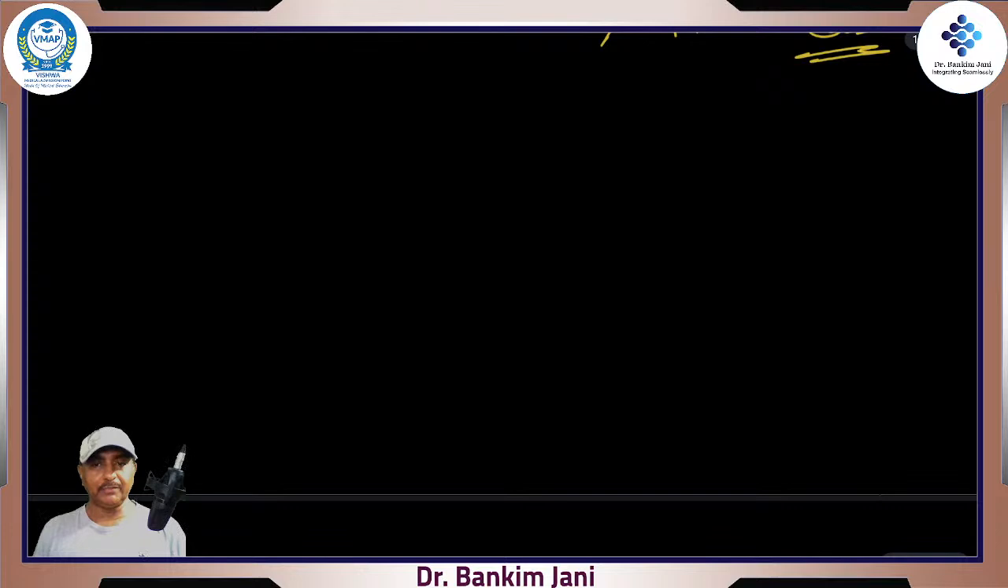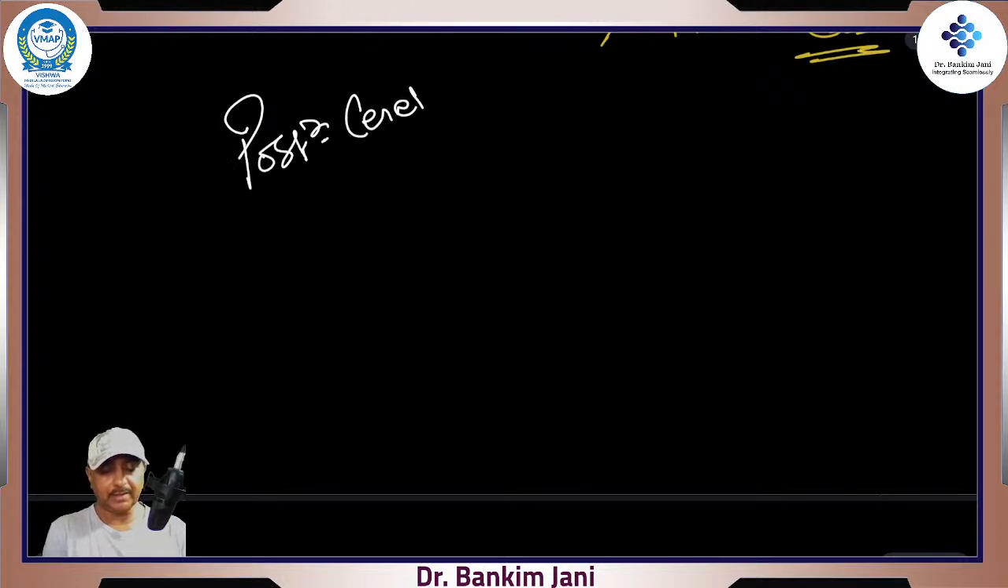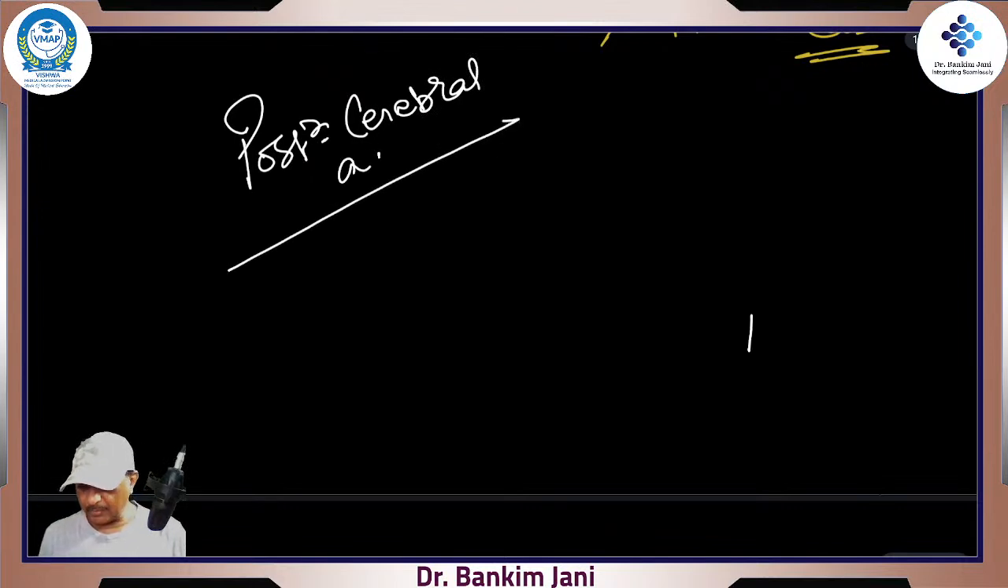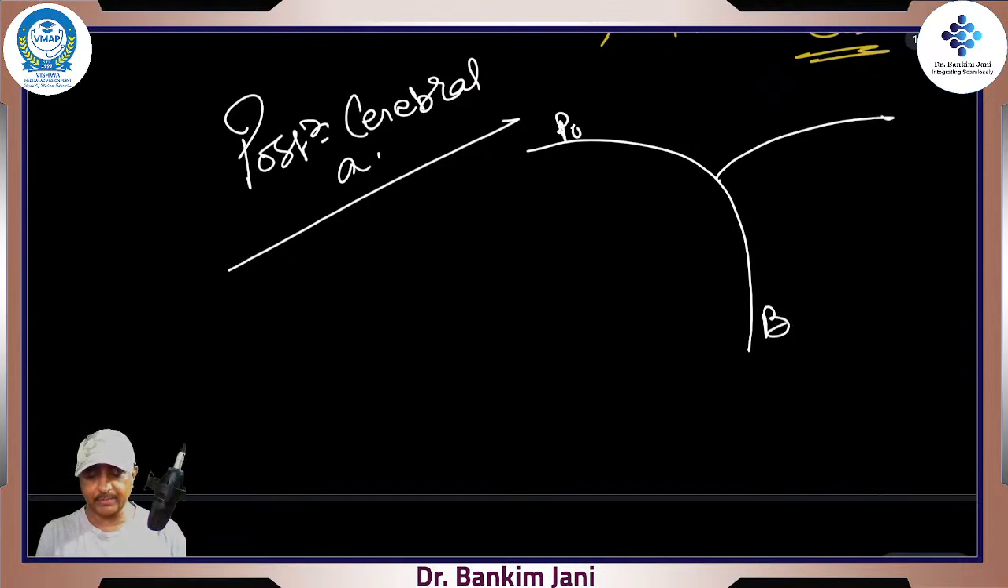What fun would it be if we don't talk about what can really happen in case of this posterior cerebral artery? The next branch is the posterior cerebral artery, because that's how it is dividing. So this was our basilar artery and this is our posterior cerebral artery. This basilar bifurcates, and that's the posterior cerebral artery.